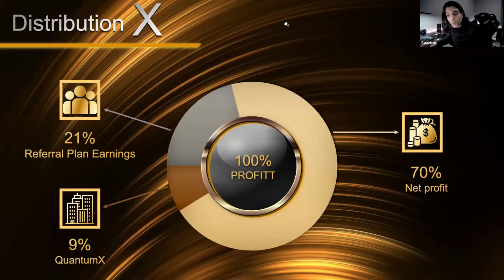Also, we can see the distribution, the division of profit, as shown in the overlay graph. It provides 70% net profit for the user, and the remaining 30% is divided between 20% reserved for the referral system and 10% for Quantum X, the company. So 70% of the total profit is the net profit for the user, and the remaining is split between the referral system and Quantum X.